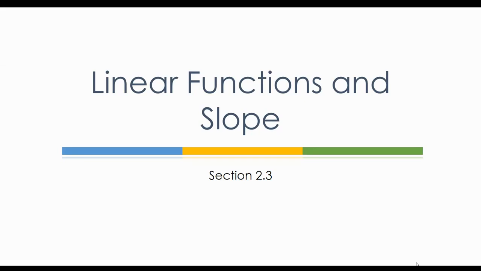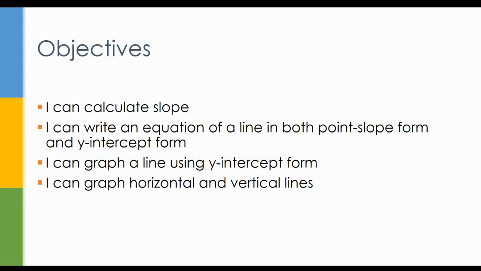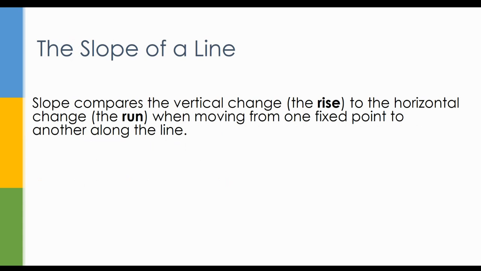Today we're going to look at section 2.3, which is about linear functions and slope. So today we're going to calculate slope, write an equation of a line in both point slope form as well as y-intercept form. We'll graph a line using the y-intercept form, and then we'll graph horizontal and vertical lines.